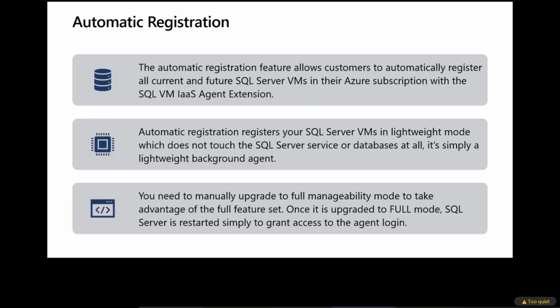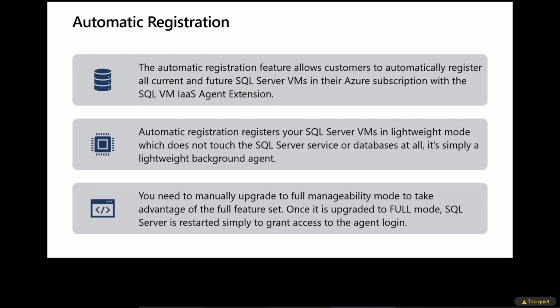Okay, so then you can enable this. There are a few modes. We saw the manageability modes, full mode and the lightweight mode, and registration also has a few different ways to register. One is automatic registration. You can enable this at the subscription level, so all the existing VMs in the subscription and any future VMs that get created in this subscription will automatically get the IaaS agent extension.